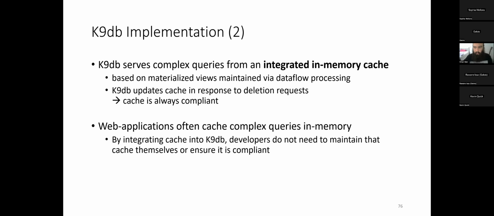The reason we do this is we've noticed that web applications often end up caching some complex queries in memory just to speed things up. And by providing that cache in an integrated way inside K9db, we allow developers to reap the benefits of caching without having to maintain the cache themselves or ensure that it remains compliant. Because even if the database is compliant and the data is deleted, if that is not actually reflected in the cache, then the application as a whole won't be compliant. Good.